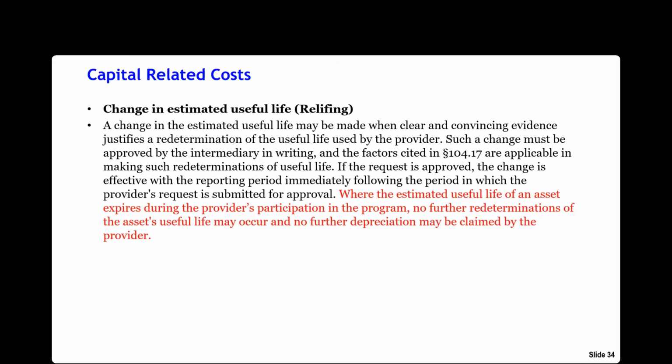The reason it's so scrutinized is that the obvious result is that you're going to get more cost up front. If you're a critical access hospital, that's more reimbursement up front. So that's only allowed when there's a very good justification for relifing the asset. The fact that you're planning to terminate in a couple of years, or that you're planning to buy a new asset in the next couple of years, in and of itself is not good enough explanation. You have to show that that asset truly would not last as long as expected for anybody, not just you, but for anybody.